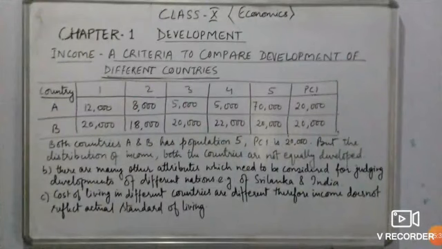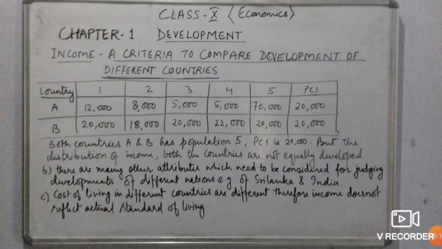Let's try to understand this. Here is a table given. The same table is given in the book also. Here the two countries, country A and B, suppose these two countries have only 5 citizens. Their incomes are given here, and the per capita income is also given. If we calculate the per capita income of both the nations, it is the same, 20,000. Means an average of the persons living in each country is 20,000.